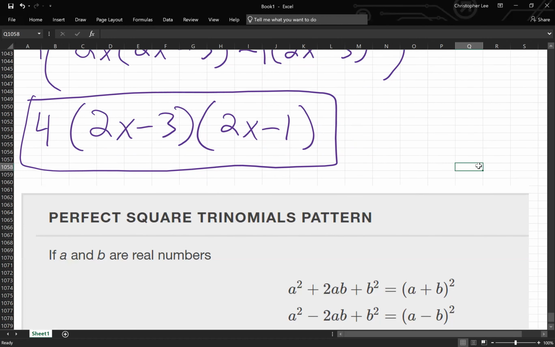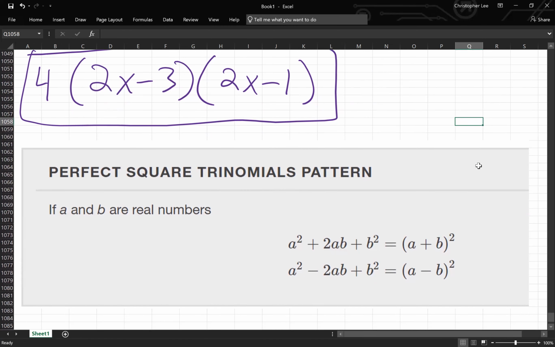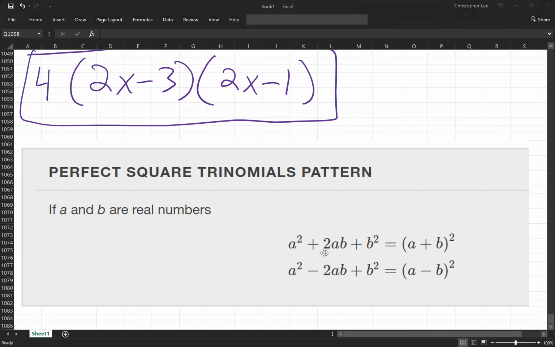When we have what's called a perfect square trinomial pattern, right? Perfect square trinomial pattern. This is if a and b are real numbers, then a squared plus 2ab plus b squared is equal to (a plus b) squared. And a squared minus 2ab plus b squared is equal to (a minus b) squared, right? You might have remembered this from a previous lesson. Let's talk about how that's gonna relate to here.